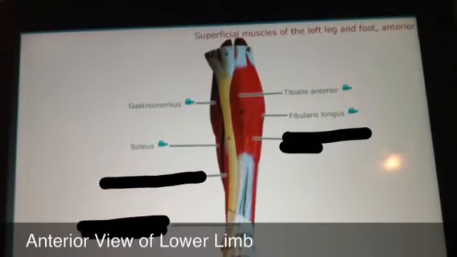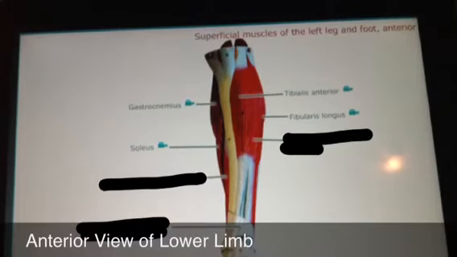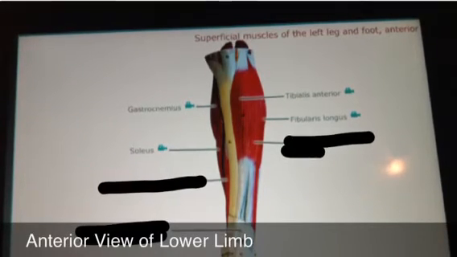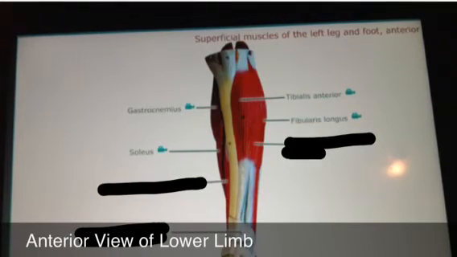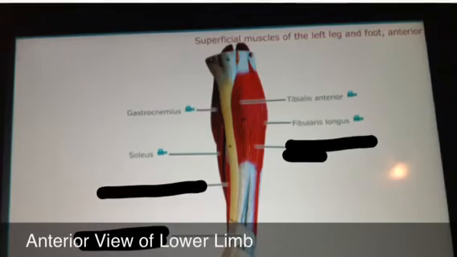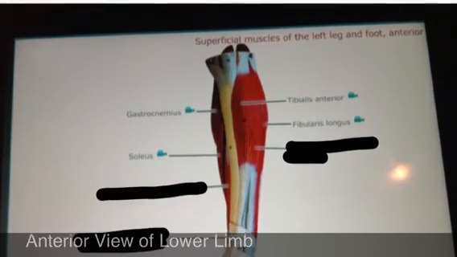The posterior view of the lower limb. We'll start with the gastrocnemius on the left-hand side of the screen. The origin is the lateral head and the medial head, and the insertion is the tendocalcaneus to the middle of three facets on the posterior aspect of the calcaneus.